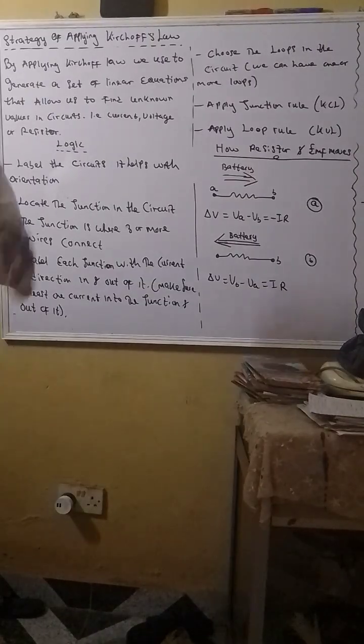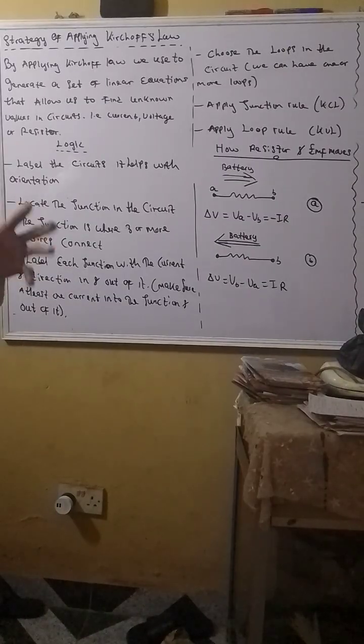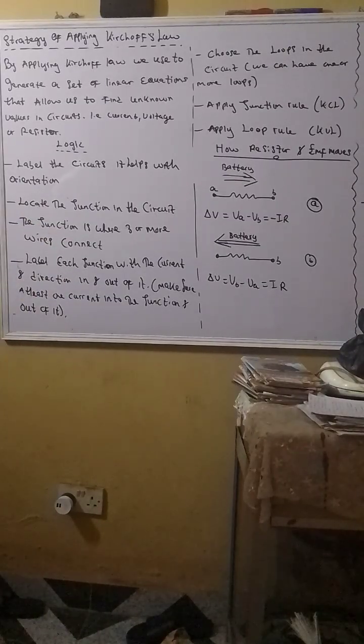We're talking about Kirchhoff's law. In my first video, I explained everything you need to understand under Kirchhoff's law. So we need some strategies: how do you apply some things in Kirchhoff's law that will make you understand much better when you are given an advanced example?